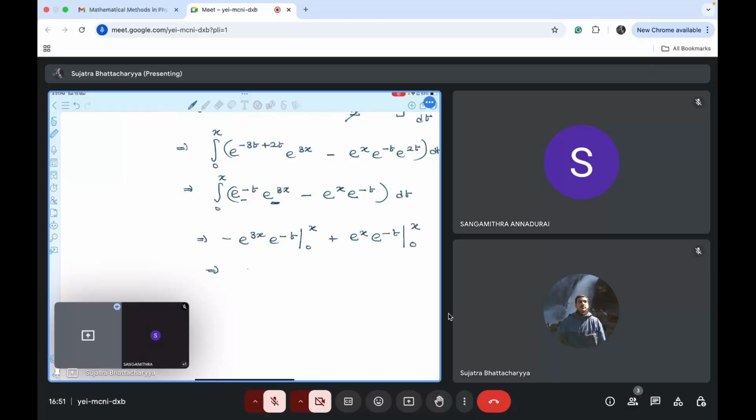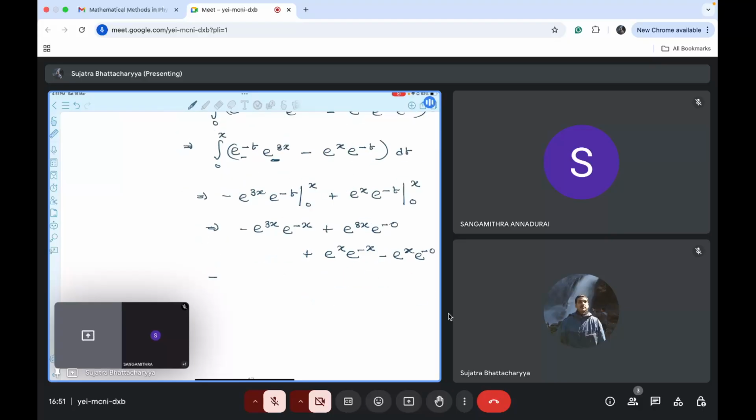So finally, minus e to the power 3x e to the power minus x, okay, minus minus becomes plus e to the power 3x e to the power minus 0, plus e to the power x e to the power minus x minus e to the power x e to the power minus 0. So what we are finally getting is minus e to the power 2x plus e to the power 3x plus e to the power x.